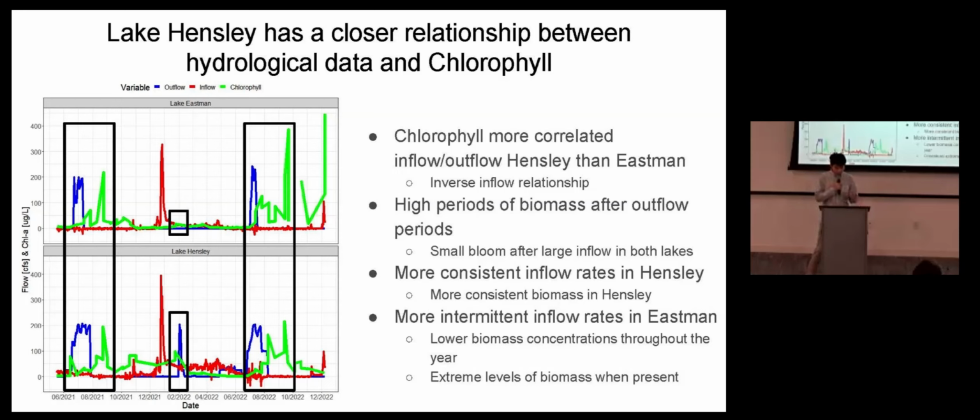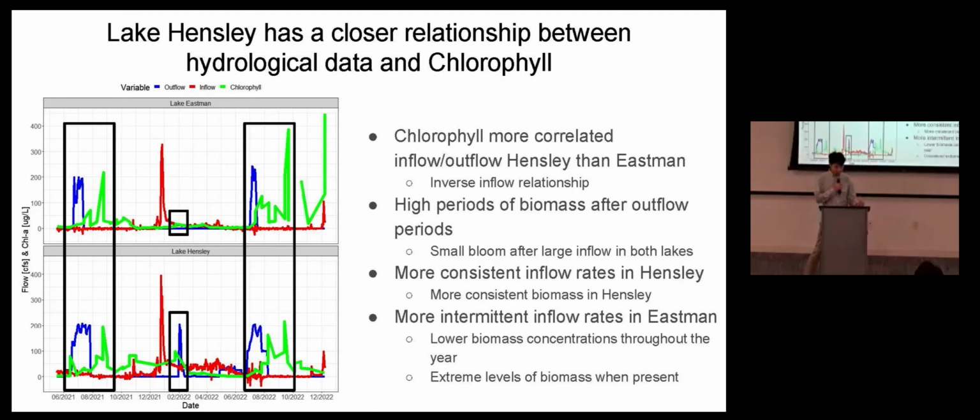Inflow is low during the summer and fall and higher during the winter and spring, which is the opposite of chlorophyll. And then in terms of outflow, we see large blooms of chlorophyll during and shortly after the July outflow periods, right there that you can see in the box. And then we also see small chlorophyll blooms in both lakes after the large inflow period in December, right there. Both the inflow rate and subsequent bloom during these times were higher in Lake Hensley than in Eastman, and we also see higher biomass during these times in Lake Hensley as well.